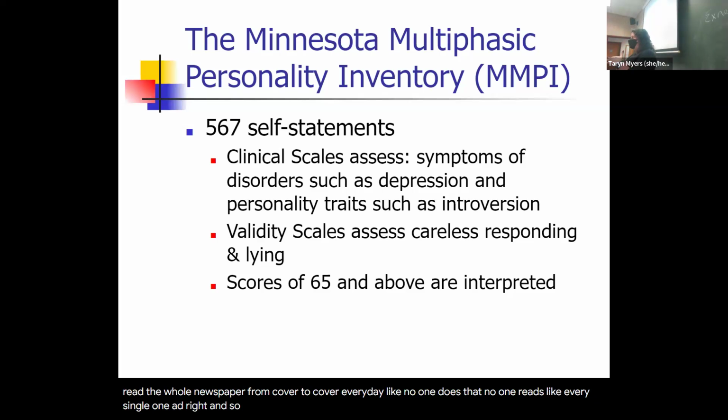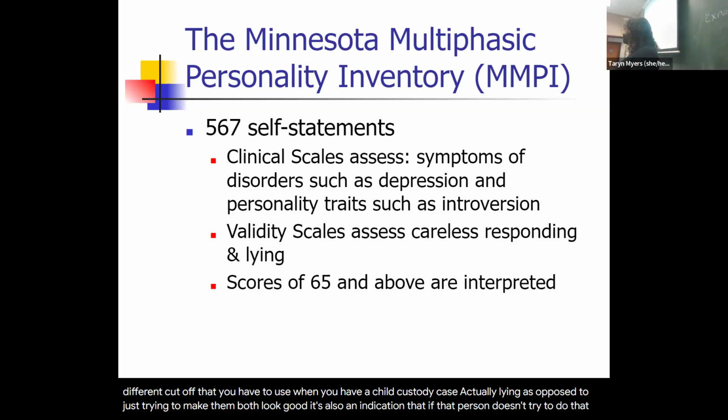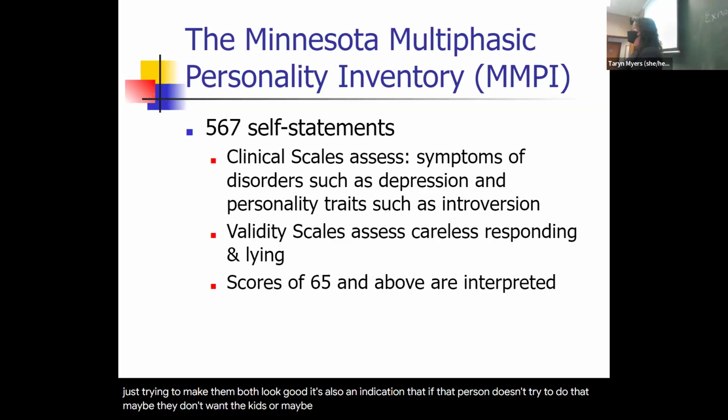And what's really interesting is not only does that scale already exist, but because the people who are trying to get child custody are really trying to present themselves well, there's a different cutoff that you have to use when you have a child custody case, to see that they are actually lying as opposed to just trying to make themselves look good. It's also an indication that if that person doesn't try to do that, maybe they don't want the kids, or maybe they just lack insight to know that they should be trying to make themselves look really good, right?